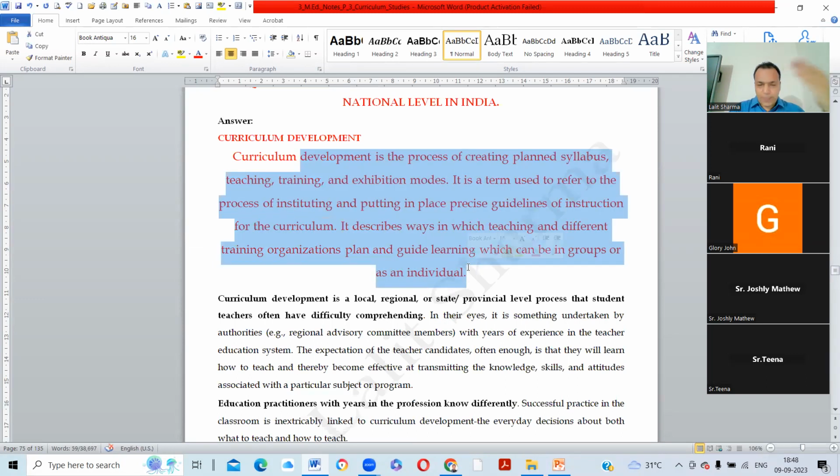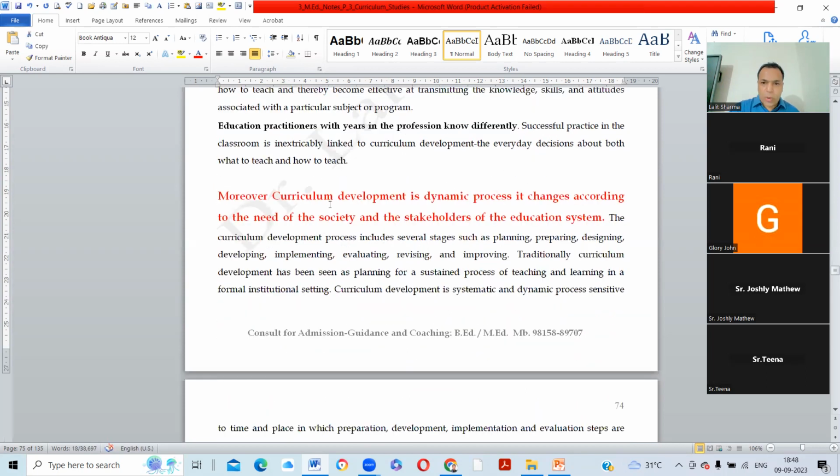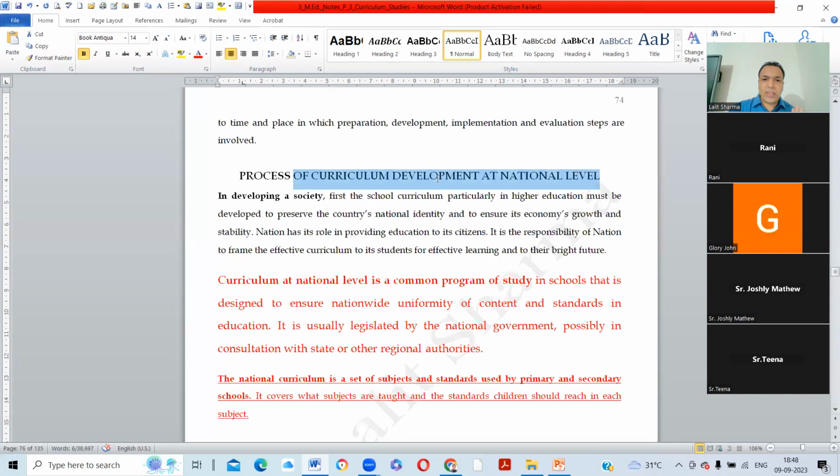So whatever you have learned before this, you can add under curriculum development. Basically, curriculum development is a local, regional, state or provincial level process that student teachers often have difficulty comprehending. Moreover, curriculum development is a dynamic process. It changes according to the needs of society and stakeholders of the education system. What was our question? Process of curriculum development at the national level. So first we have to define curriculum development. What is curriculum development? Then we have to make the heading of process of curriculum development at the national level. So guys, you should remember that at the national level, it is NCERT.